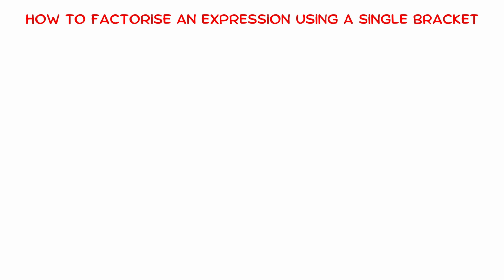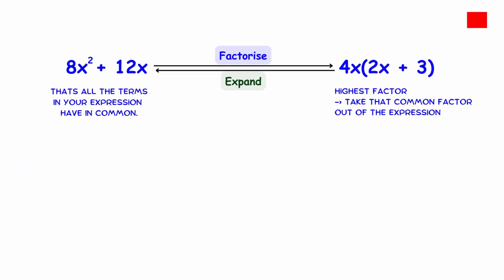In this video, we're covering how to factorize an expression using just a single bracket, like factorizing the expression 8x squared plus 12x into 4x brackets 2x plus 3. If you already know how to expand brackets, then this is basically the exact opposite because we're going from the expanded version to the bracketed version.